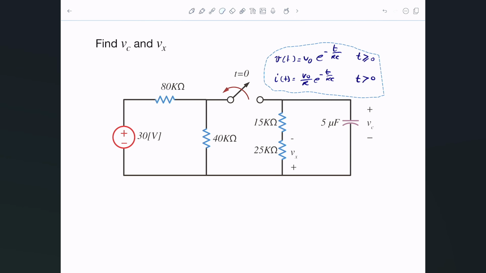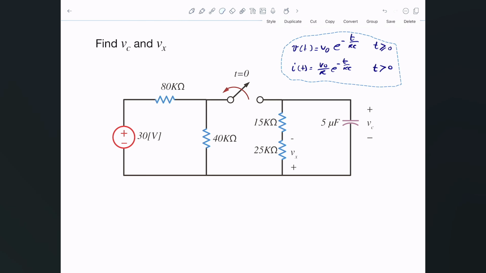Well, we know that this is a natural response, so based on the natural response equation, this is what we have. So V(t) across that particular capacitor is simply the initial voltage across it, and then we have to compute the RC. And of course, if we are interested in the current flowing through it, this is what we need to do. But we're not at this point, but we're interested in that. Okay, so what we need to do is figure out what V0 is and what RC is.